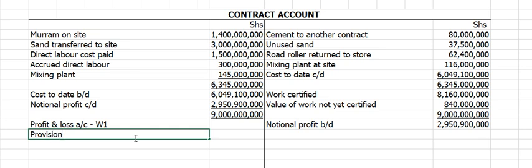There will be a profit provision carried down. That profit will be transferred to the reserves since the contract is still running. Now, how do we arrive at the profit and loss account? The profit that will be transferred to the profit and loss account. Remember, this is a contract that is still running.